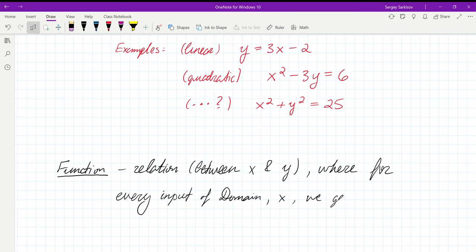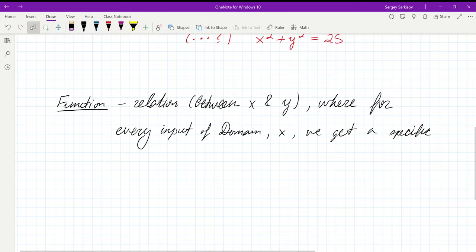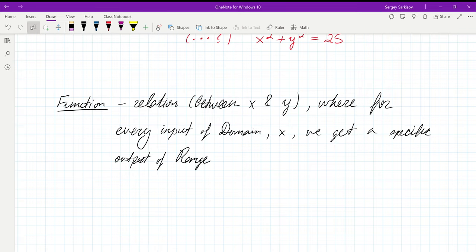We get a specific, okay, we get one thing that we know what it will be if we calculate it, if we find it, a specific output of the range, okay? So the collection of outputs is called the range. These are big words: input, domain, output, range, of the range y, which is equal to the function value of x. So you put in x, you do the function, the rule.